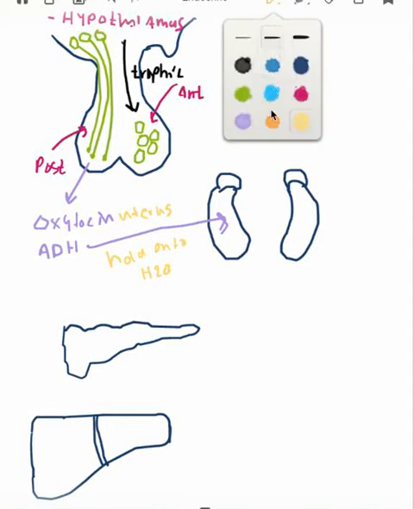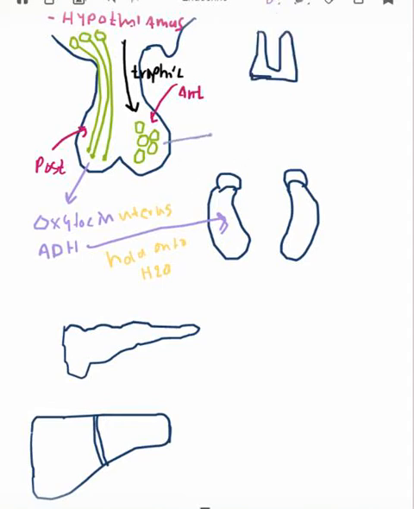Now let's talk about the anterior pituitary hormones, the major ones. The anterior pituitary hormones include TSH, which is thyroid stimulating hormone, ACTH, which stands for adrenocorticotropic hormone. You also have FSH and LH, and I'm going to group these two together. FSH is follicle stimulating hormone, LH is luteinizing hormone. And then we have GH, which is growth hormone.